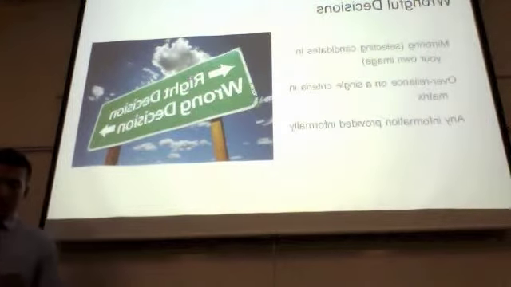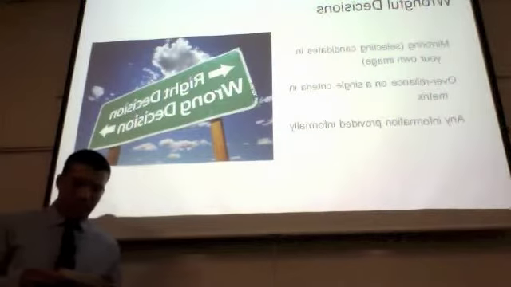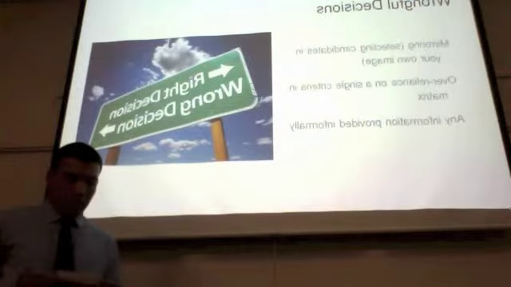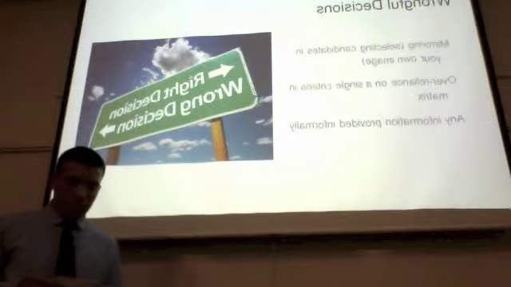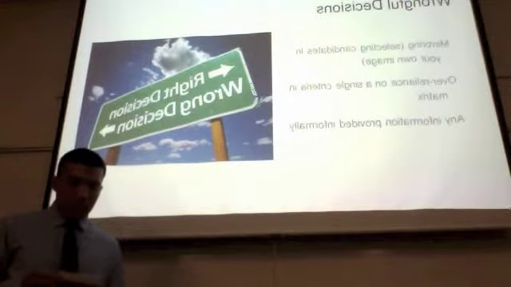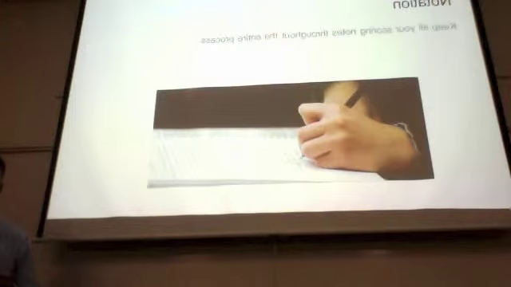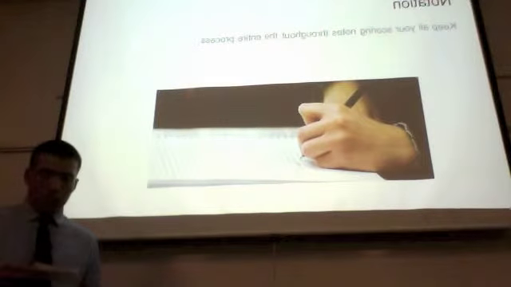Next, you want to avoid mirroring. This is when you might select a candidate based on your own image, so you hire someone who is most like you. You also want to avoid any over-reliance on a single criterion in the matrix. This can be somewhat avoided if weights were previously assigned to each category. And lastly, decisions should not be focused on any information provided informally.